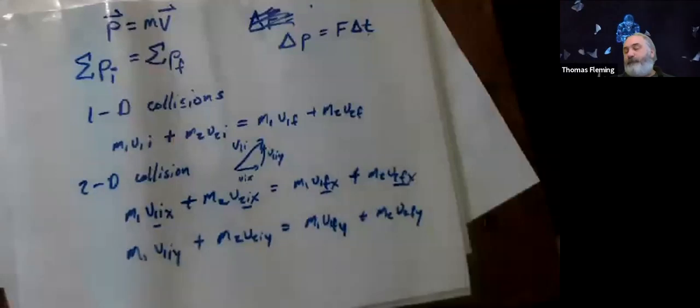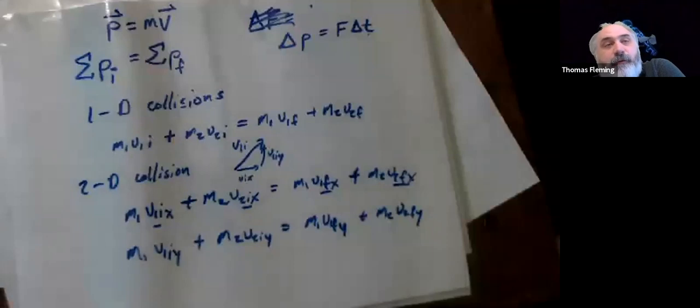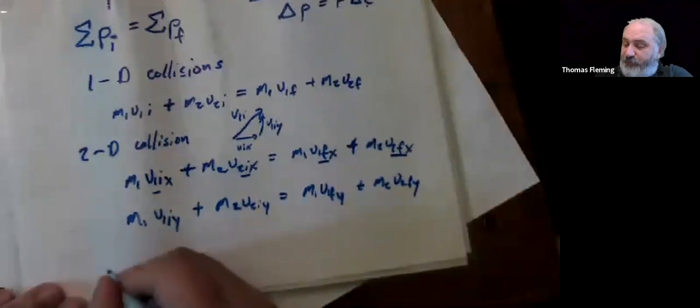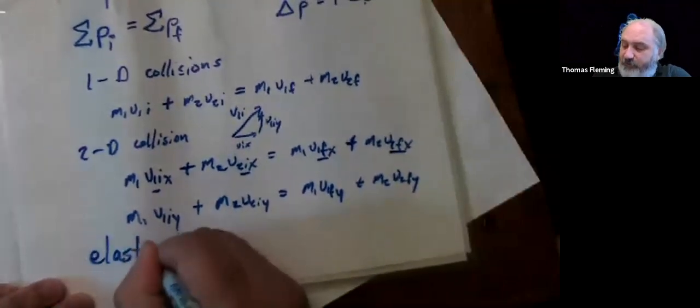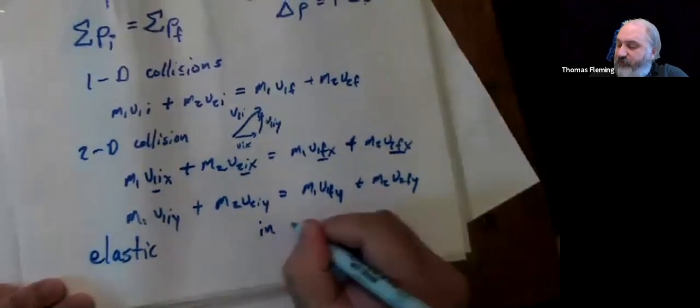So we also learned during chapter 8 that collisions come in two broad categories, right? The first broad category was what we call elastic collisions. And you should certainly know the difference between elastic collisions and inelastic collisions.